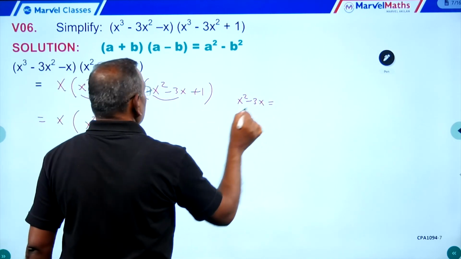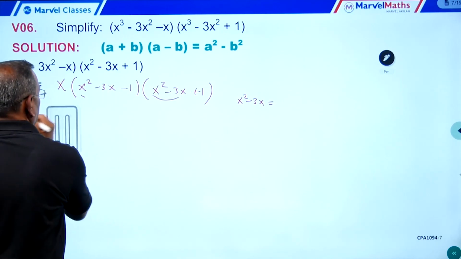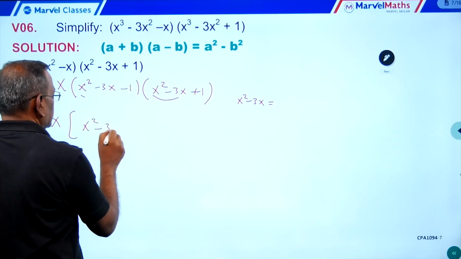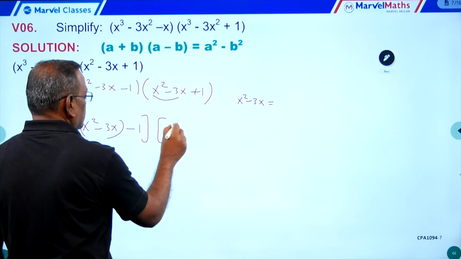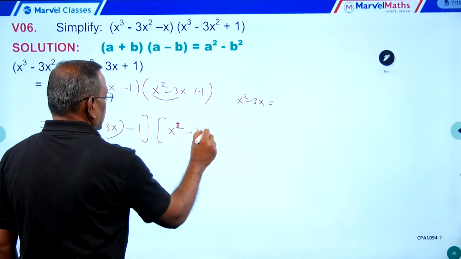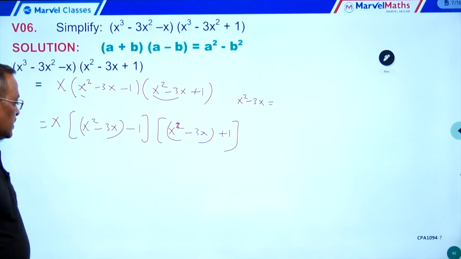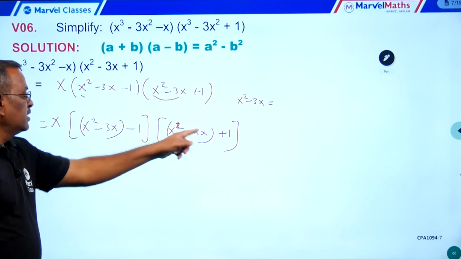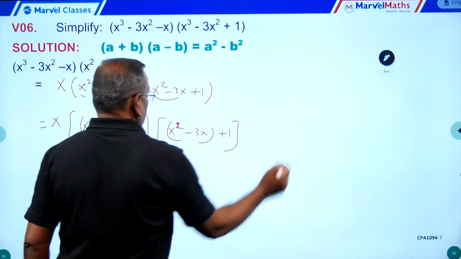Once again I will explain here: x into x square minus 3x is one group, minus 1, and another group is x square minus 3x plus 1. Clear? So here a is nothing but what? x square minus 3x, that is one term, and the remaining terms have opposite signs.